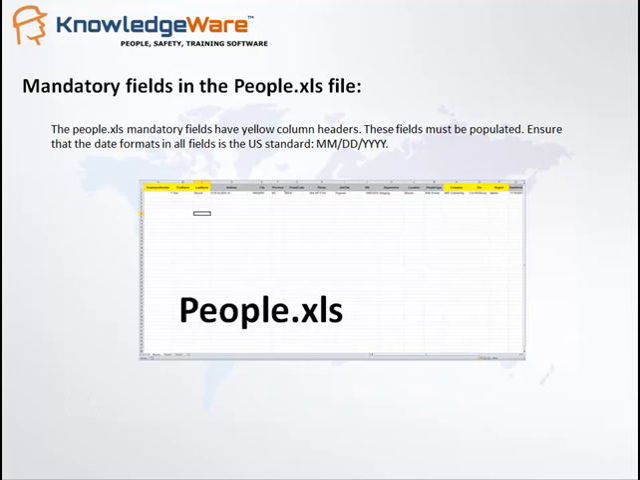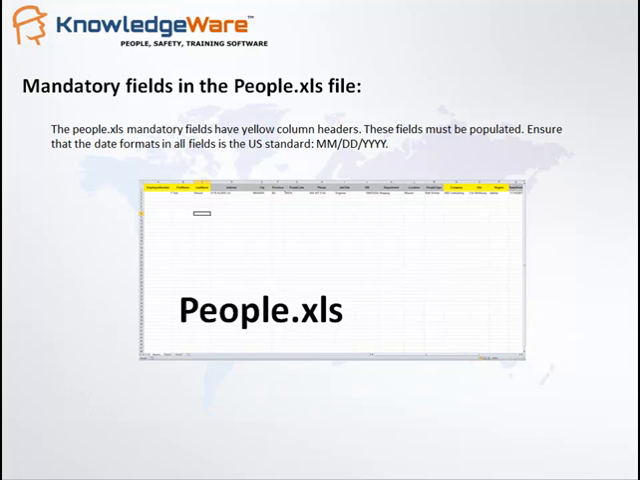There may be some demo data already in there that you'll want to delete. Remember, if you open it in a later version of Excel, the file needs to be saved back to Excel 97-2003 format to be successfully imported. The file contains mandatory fields in yellow column headers. These fields must be populated. And ensure that the date formats in all the fields is to the US standard: 2-digit month, 2-digit day, and 4-digit year.